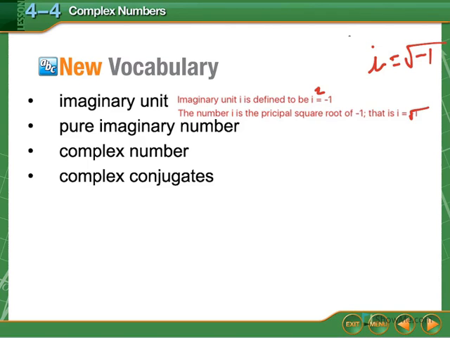Numbers in the form of 6i, -2i, and i times the square root of 3 are called pure imaginary numbers. So pure imaginary numbers are square roots of negative real numbers. We will get to complex numbers and complex conjugates later in the video.